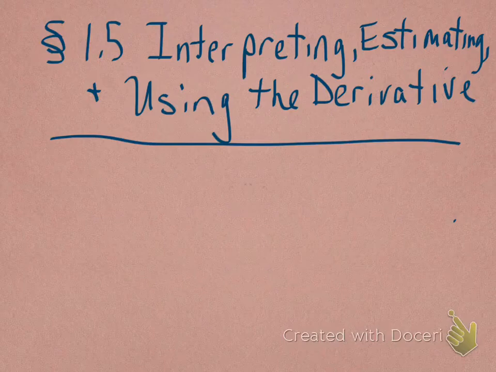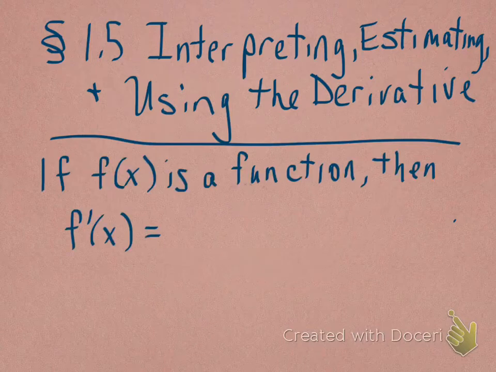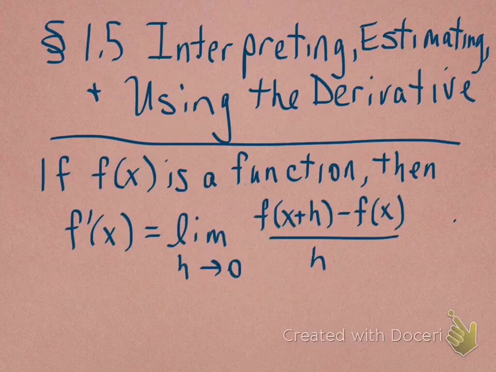Remember that the definition of the derivative: if I'm given a function f, then f prime of x is equal to, you fill in the blank, the limit as h goes to 0 of f of x plus h minus f of x, all over h.